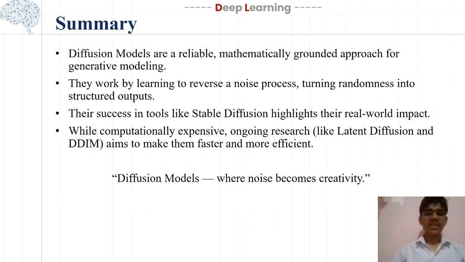Now, to sum up, diffusion models are reliable and mathematically grounded generative models that transform random noise into meaningful structured data, literally turning noise into creativity. They have proven their impact through models like DALL-E, which have revolutionized AI-generated content. Although computationally expensive, newer variants like latent diffusion or DDIM are making them faster and more efficient. So, diffusion models truly represent the next era of generative AI, where mathematics meets imagination.